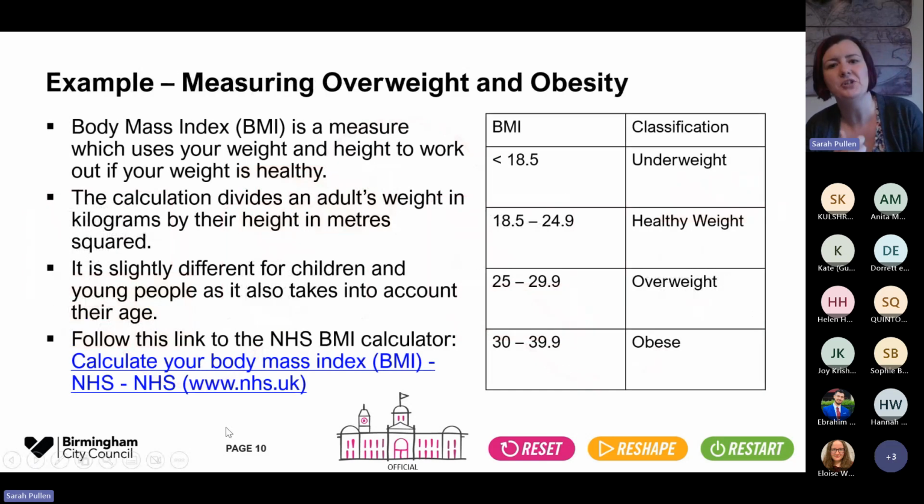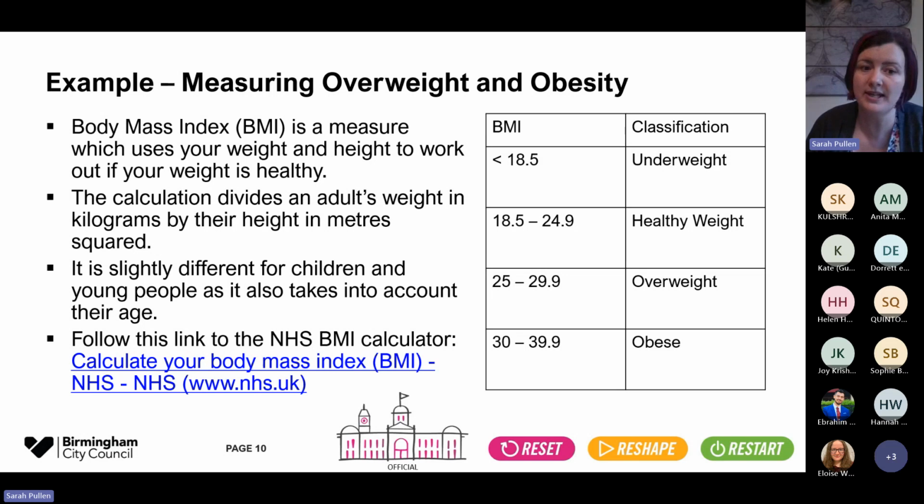So one of the measures that you can explore is measuring overweight and obesity. So BMI is body mass index, and it's a measure that works out whether your weight is healthy or not using your weight and your height. So the calculation divides an adult's weight in kilograms by their height in meters squared. But you'll be glad to know that there's a very handy toolkit on the NHS website, so you don't have to work all this out yourself.